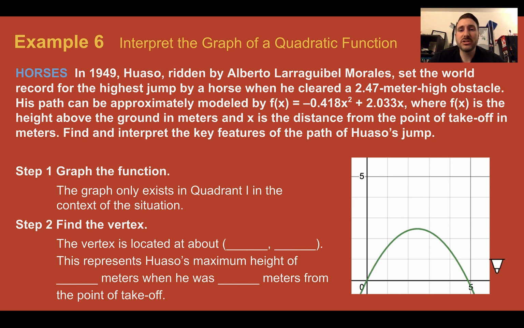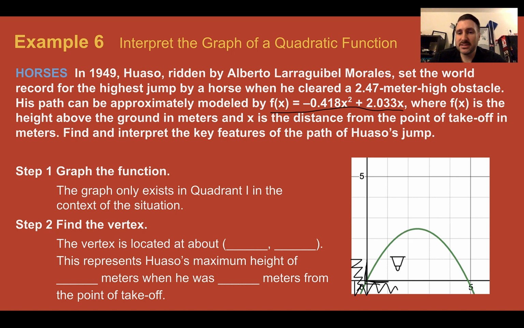Here I used Desmos to make a graph. I just went to Desmos, typed this in, and it graphs it for us. So the graph here exists only in quadrant 1, meaning we really should just cut it off here because we can't go negative for distance and the horse is not jumping below ground, so we're only existing in the positive quadrant.